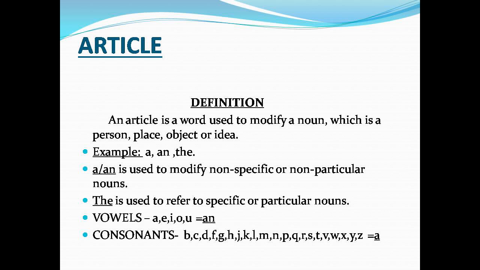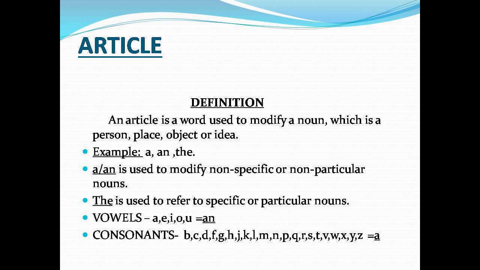The definition of an article is a word used to modify a noun, which is a person, place, object, or idea. I have given you some examples to make it more clear. That is a, an and the. First, let me say the importance of a and an. A and an are used to modify non-specific or non-particular nouns. Next is the. The is used to refer to specific or particular nouns.